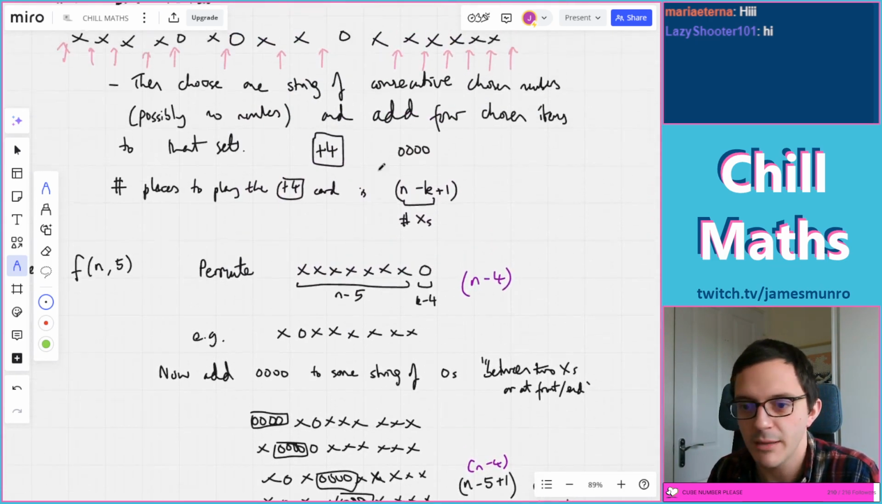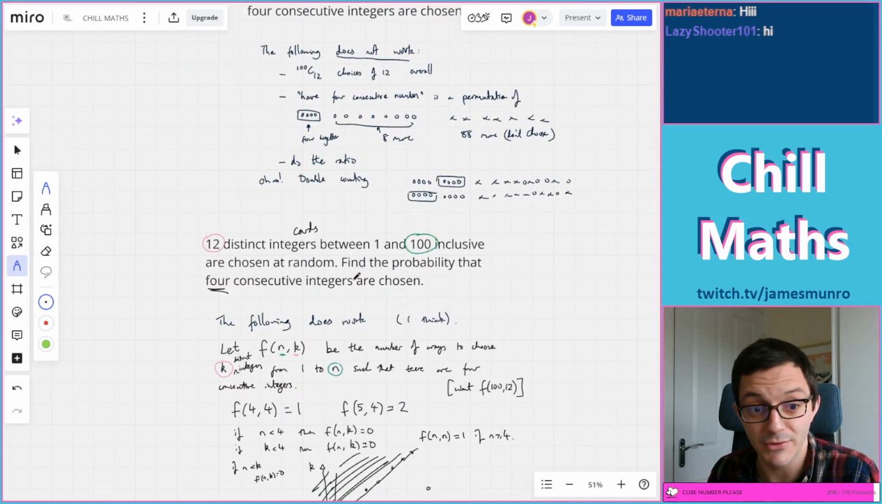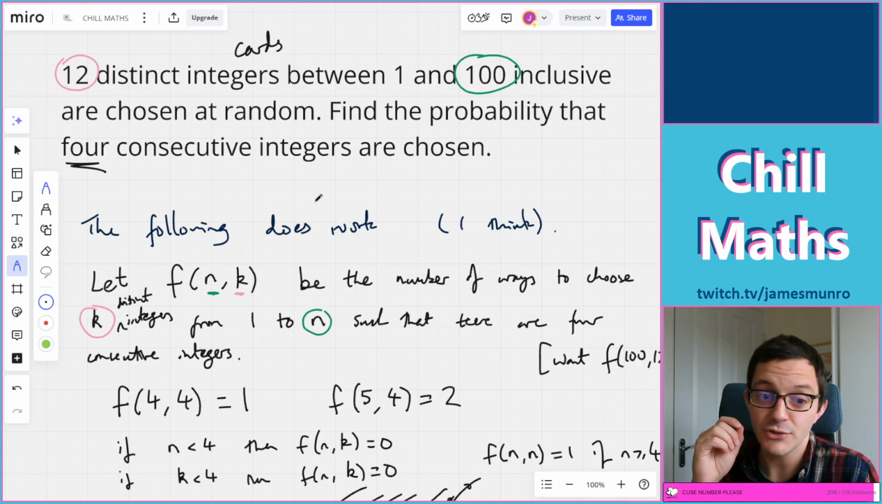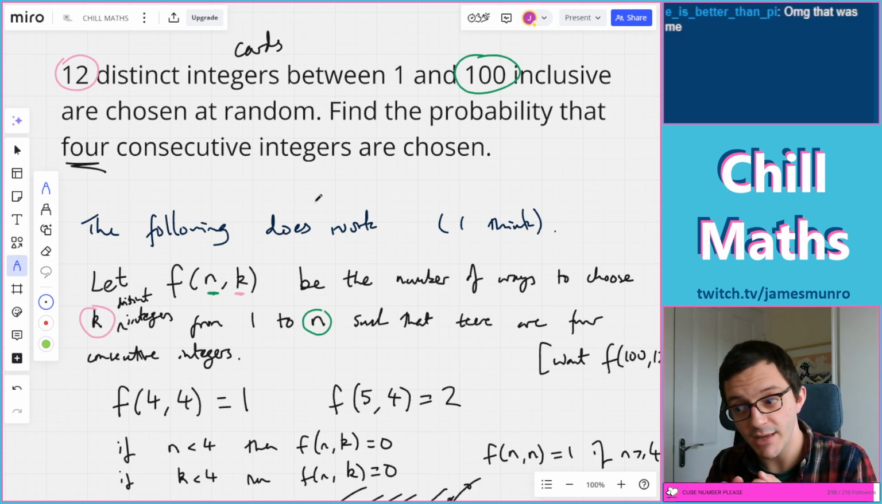Hello, E is better than pi. Here's the problem. Oh gosh, we've written quite a lot of stuff today, most of this last week, actually. A student on a summer school gave me this problem, so now I'm giving it to you. They chose 12 distinct integers from 1 to 100 inclusive, and they're interested in the number of ways you can do that so that you get 4 consecutive integers.